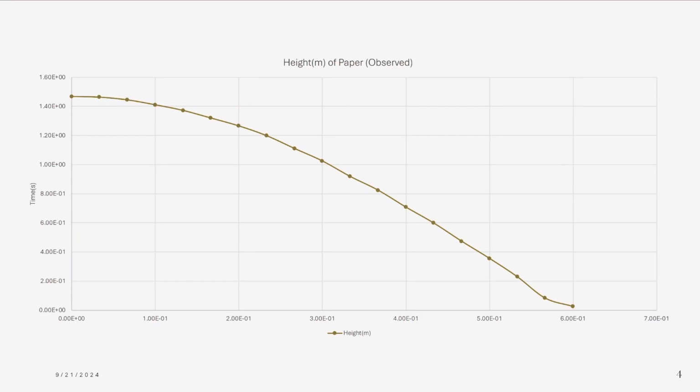This is the graph I created using Excel. I used a line graph because I thought it would best convey the results for this lab. According to Tracker, my ball took exactly 0.60 seconds to reach the ground from a height of 147 centimeters.